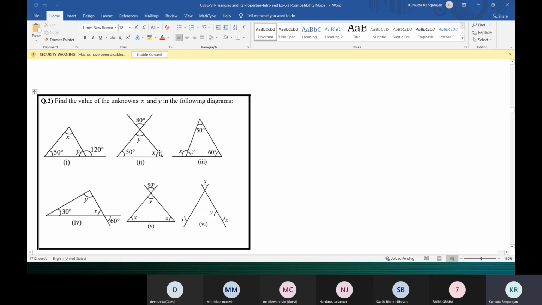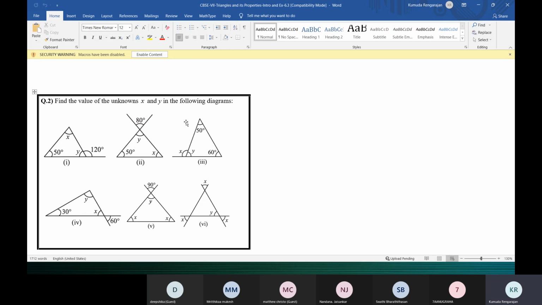When this side is produced, see here, it's produced like this. So this is the exterior angle. 80 is not an exterior angle at all. So y is equal to 80 degrees. Vertically opposite angles are equal.